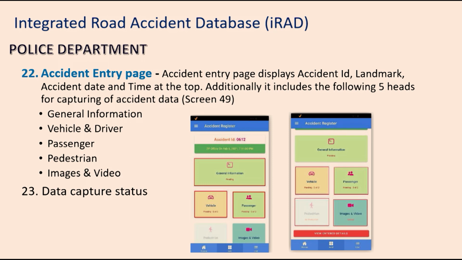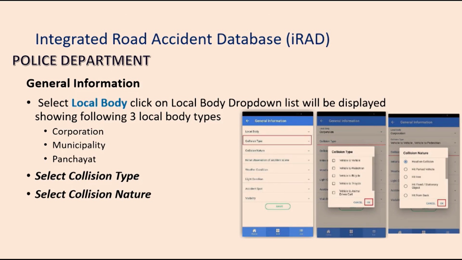Then all the accident related information, general information, vehicle, driver, passenger, pedestrian, all these data you need to record by tapping the particular menu. Then it will ask what type of collision, whether it was vehicle to vehicle, vehicle to cycle, vehicle to tricycle, and then collision nature, whether it was head on collision or hit parked vehicle, all those. Here you need not fill anything, only select and it will get recorded.